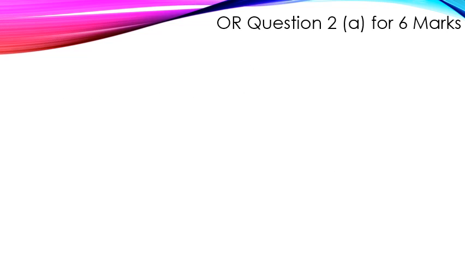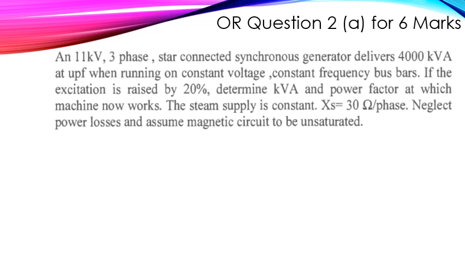Next question is question 2a, which is also for 6 marks. The question is: an 11 kilovolt 3-phase star connected synchronous generator delivers 4000 kVA at unity power factor when running on constant voltage, constant frequency bus bars. If the excitation is raised by 20%, determine the kVA and power factor at which the machine now works. The steam supply is constant and the synchronous reactance is 30 ohm per phase. Neglect power losses and assume the magnetic circuit to be unsaturated.